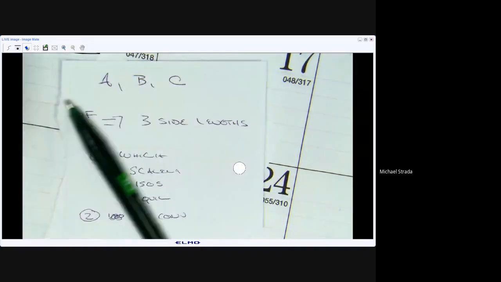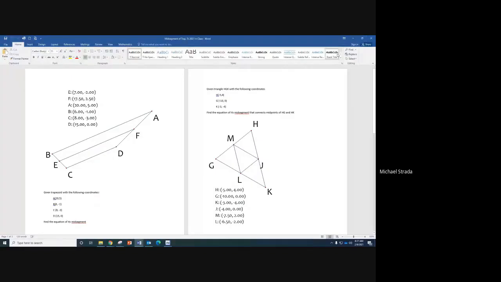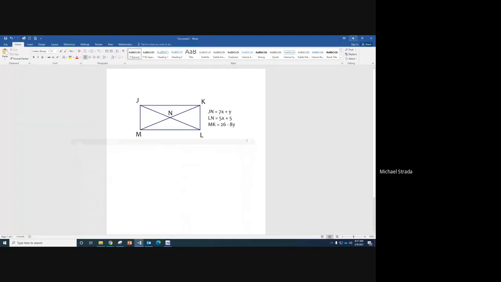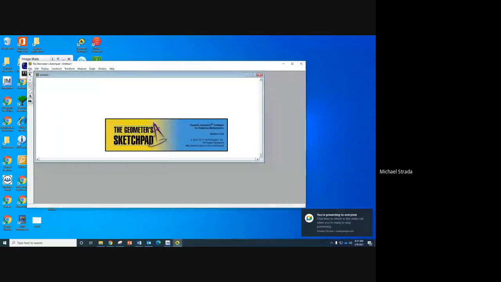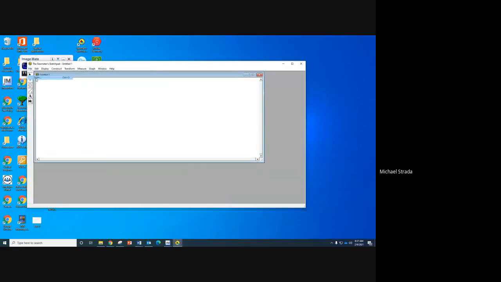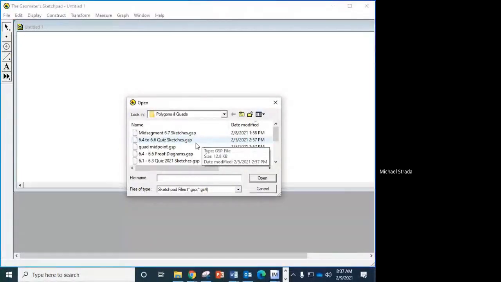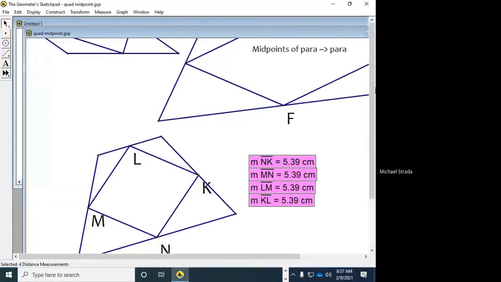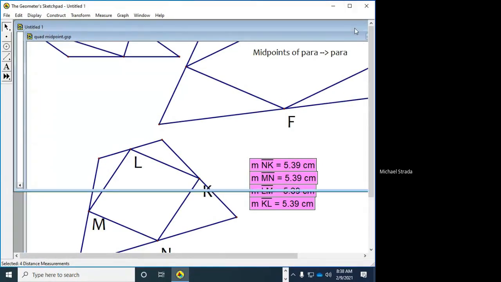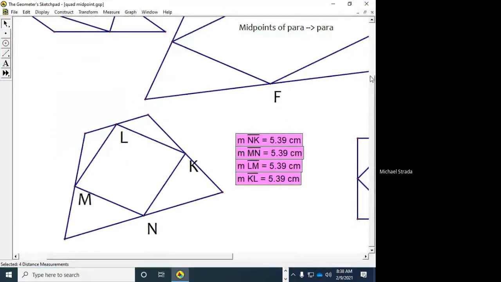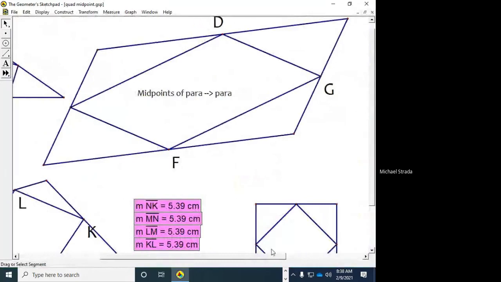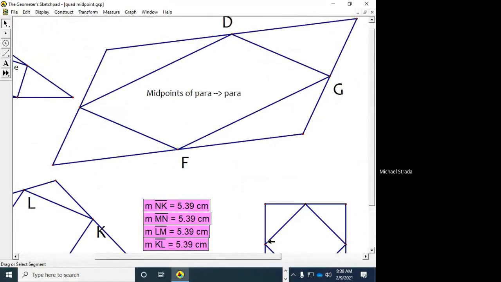But like we talked about on Friday, I believe, about this one, where we talked about the midpoints of the parallelogram, right? Creating another parallelogram. So that would be like a shorter question.